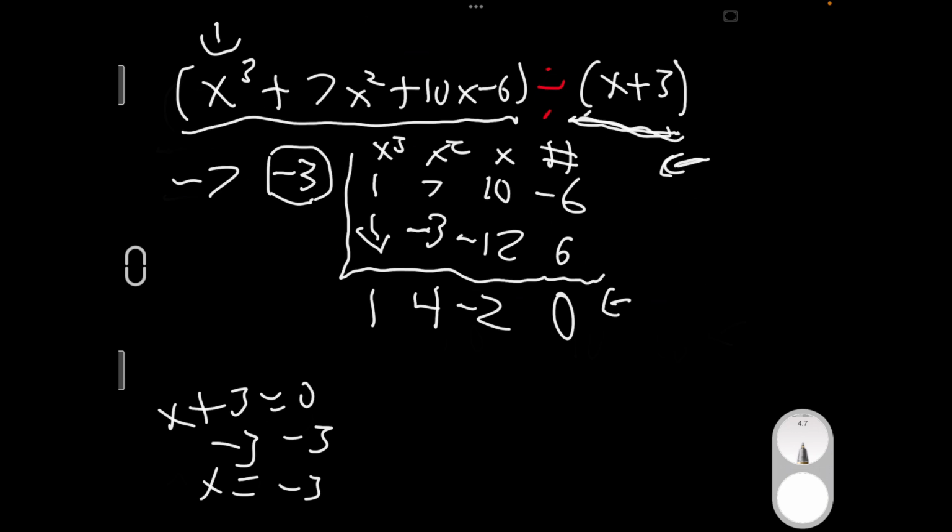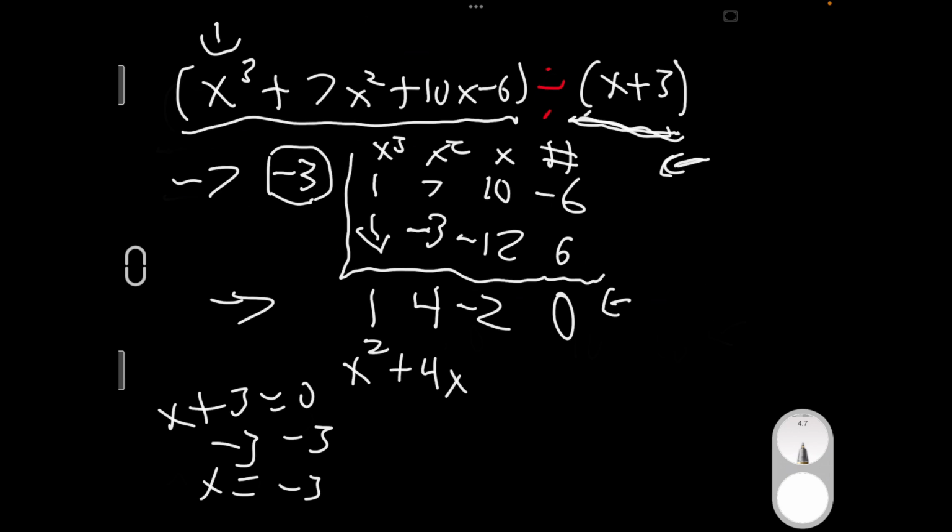So what do we do with all these numbers on this row? So since we know that x cubed divided by x is x squared, the first number is going to be a coefficient for x squared. So 1 is going to be the coefficient for x squared. Then we go off that. So if this is x squared, the second number is going to be the coefficient for x. So it'll be 4x.